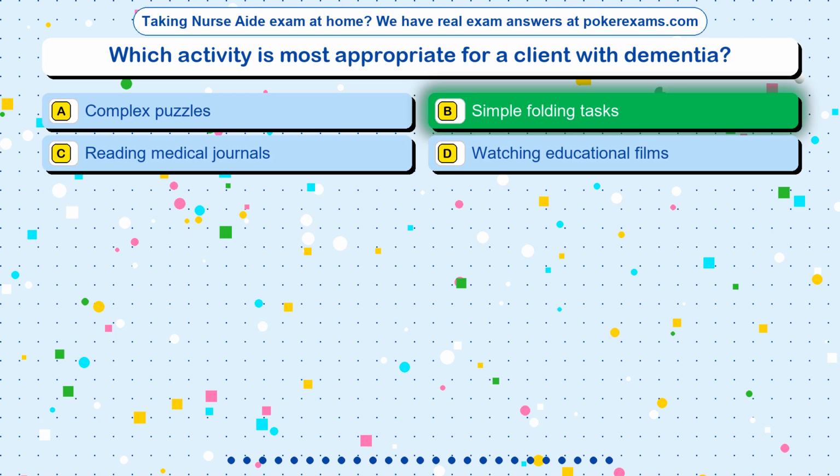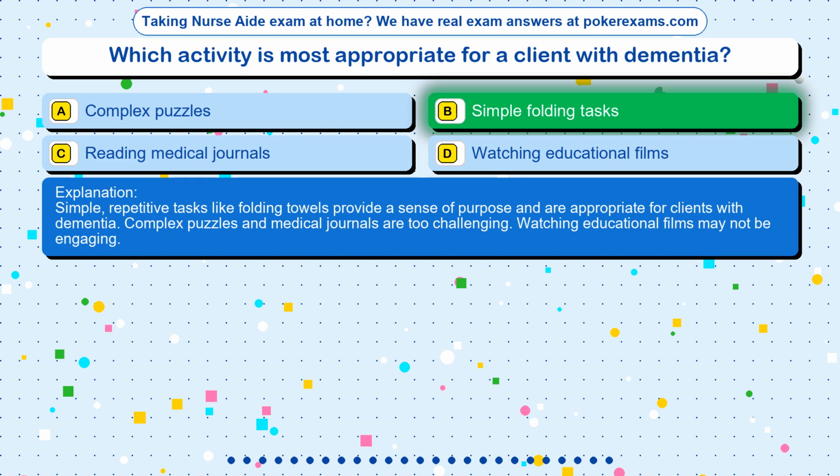The correct answer is option B. Simple folding tasks. Simple, repetitive tasks like folding towels provide a sense of purpose and are appropriate for clients with dementia. Complex puzzles and medical journals are too challenging. Watching educational films may not be engaging.